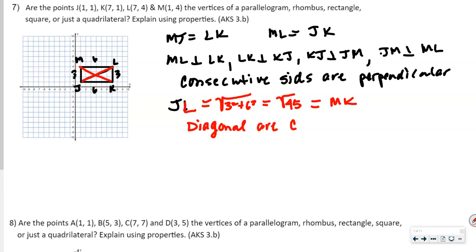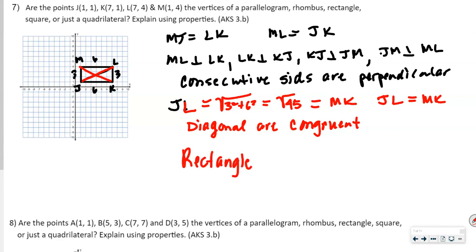And because the diagonals are congruent, we would write that as a mathematical statement: JL is equal to MK, right? So the diagonals are congruent, so that means this is a rectangle, okay? So those are the two distinct properties that qualify this as that.